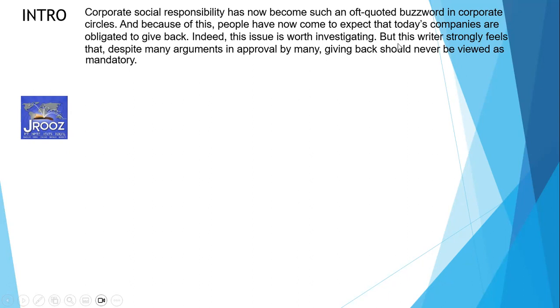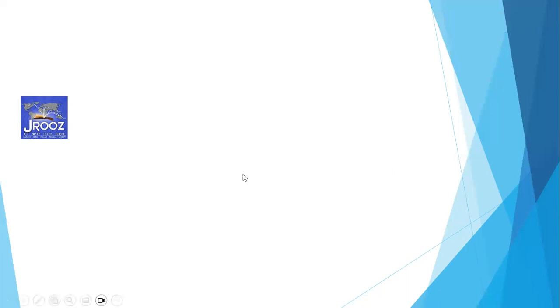This writer strongly feels that despite many arguments in approval by many, giving back should never be viewed as mandatory. So in this essay, I am disagreeing. Is that clear? To what extent do you agree or disagree? I am disagreeing. But I remember the cardinal rule. We always begin with the agree. So first body paragraph, guys.